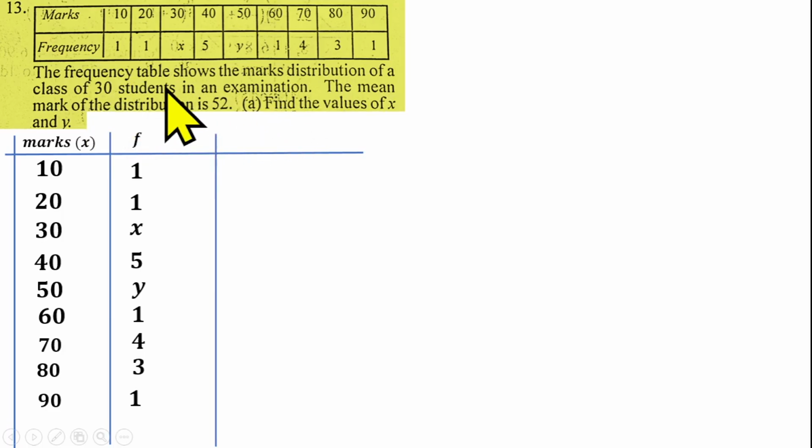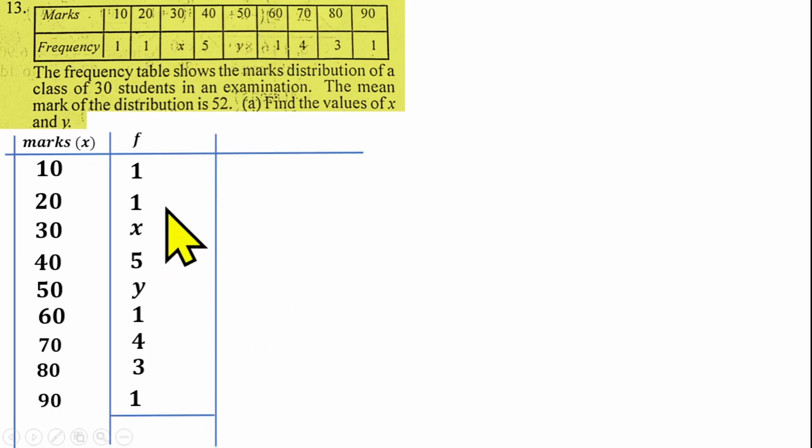So 30 students in an examination, that means the total frequency here should be equal to 30. That's the first thing you need to know as a student. So you are told that these are marks of 30 students. So that means when you add the frequency together, it's supposed to give us 30.